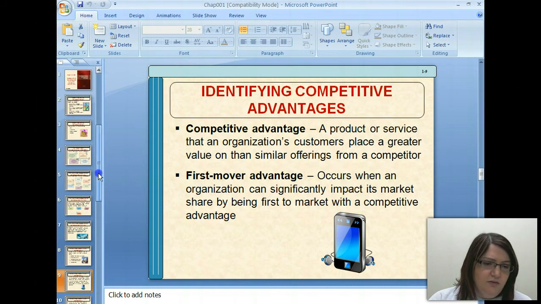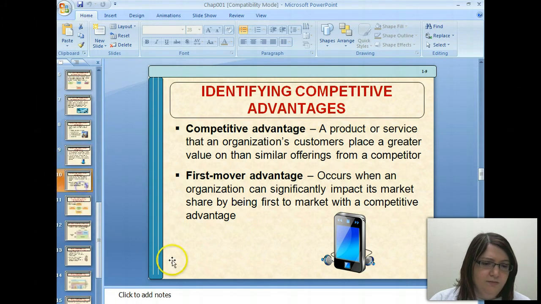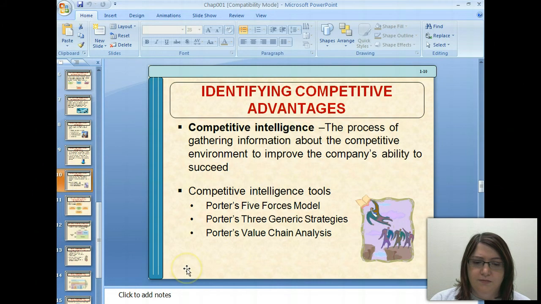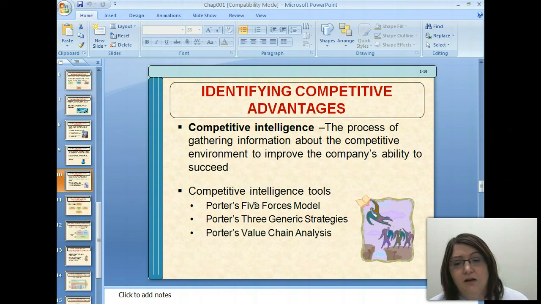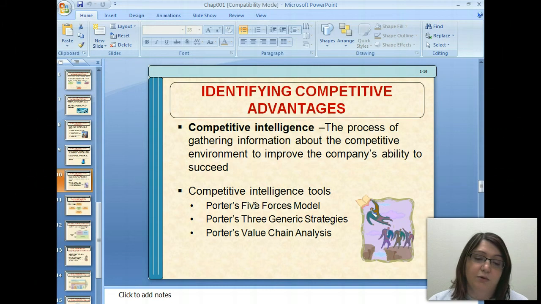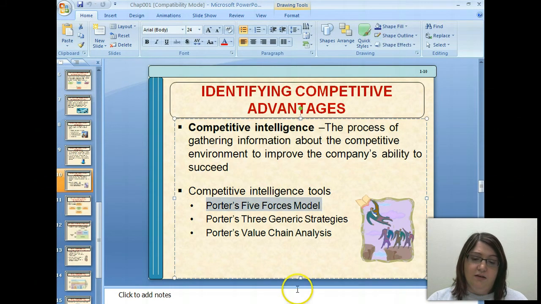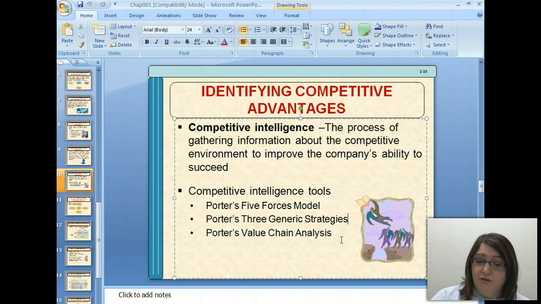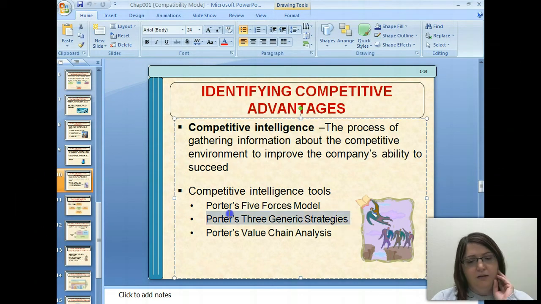So that moves into competitive intelligence. Basically gathering information about the competitive environment. The Porter's 5 forces essentially go into the things you can do to maintain your competitive advantage or to create a competitive advantage. And then the 3 generic strategies and the value chain analysis we'll go into.